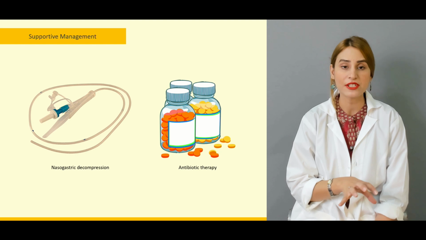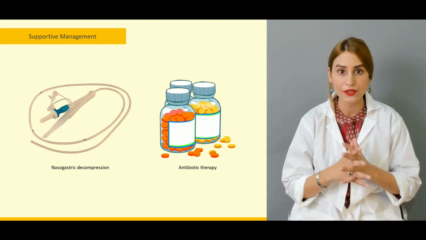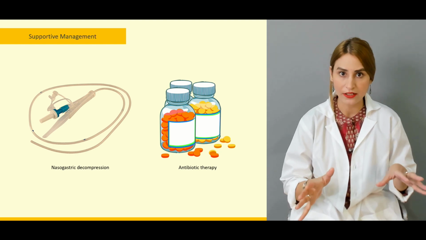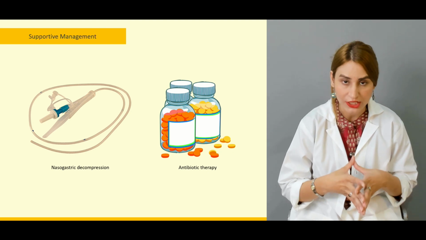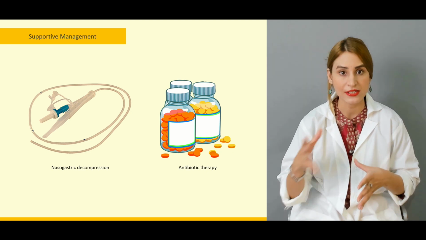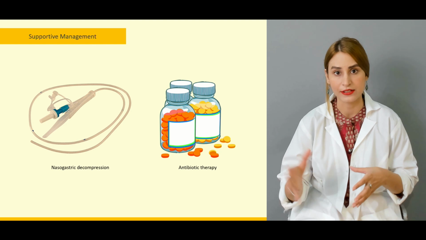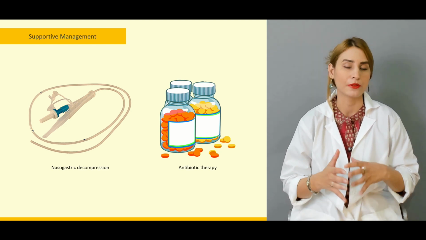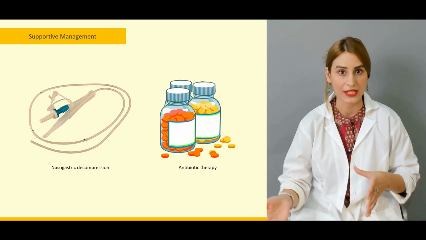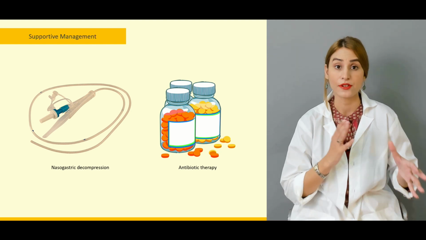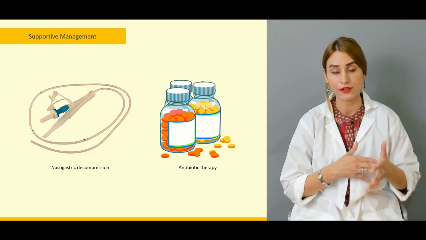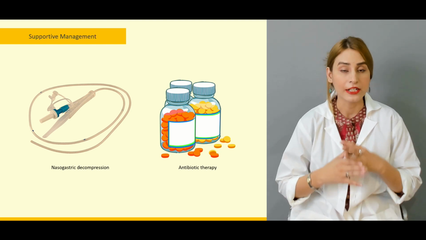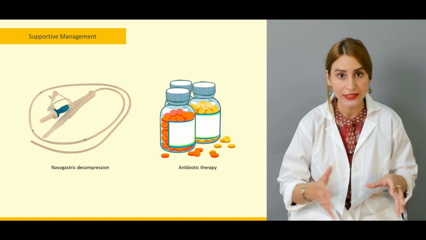So for the supportive management, what you have to do, you have made a diagnosis of the intestinal obstruction. You have to NPO the patient till your management, whether your management is supportive or your management is surgical. It depends upon you. So you have to NPO the patient till further orders. You have to give a good hydration therapy, at least 3 liters of the fluid.